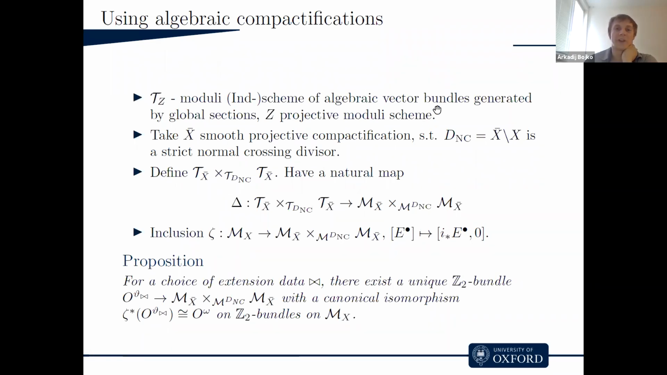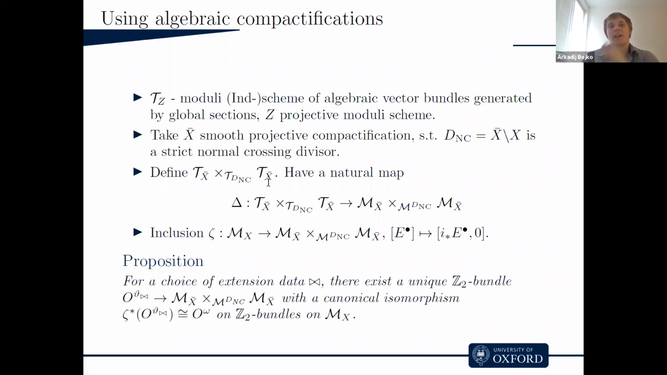So firstly, the vector bundles are replaced by algebraic vector bundles generated by global sections. The moduli space of this is denoted by T. And instead of a one-point compactification, one takes a smooth projective compactification with the additional assumption that the divisor sitting at infinity, a codimension 1 subvariety, is strictly normal crossing. So it can be written as a union of smooth manifolds of complex codimension 1.